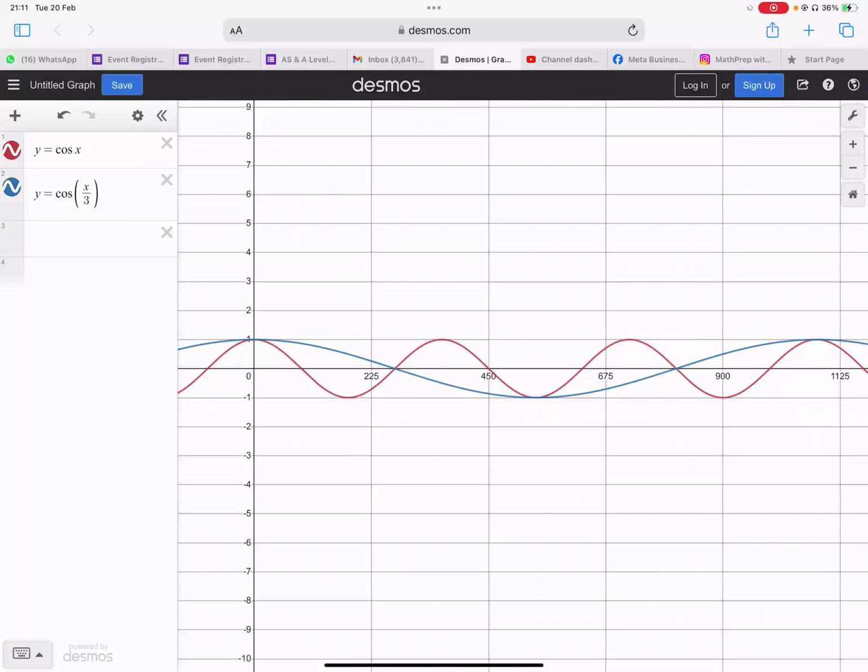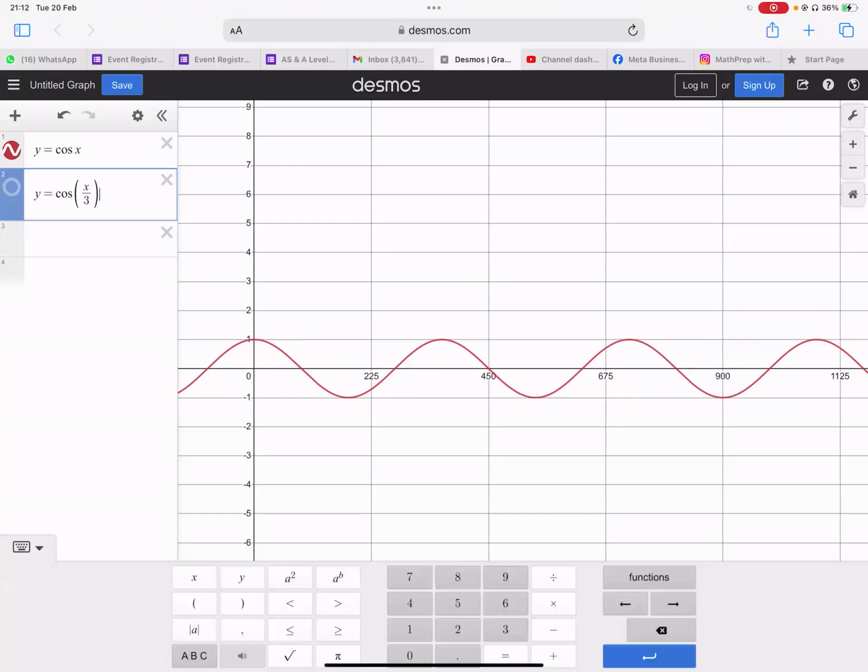This is what the graph looks like. It completes one full cycle from 0 to 1080. So the period multiplies by 3 here. In horizontal transformations, it works counterintuitively. Plus means left, minus means right. Multiplication means that the period is divided. Division means that the period is multiplied. So it works the other way around in horizontal transformations.